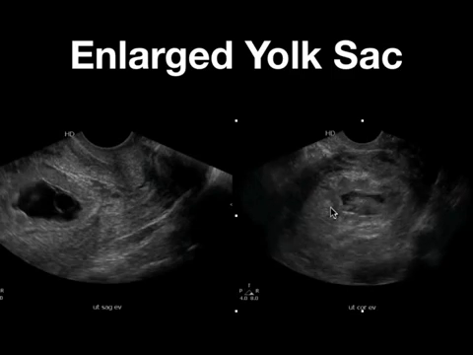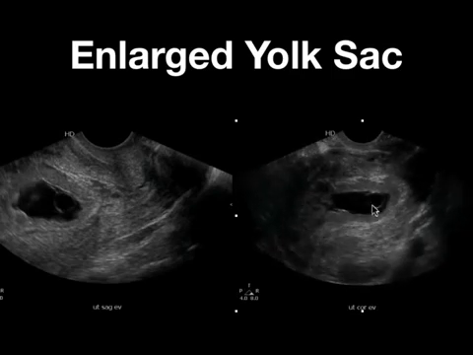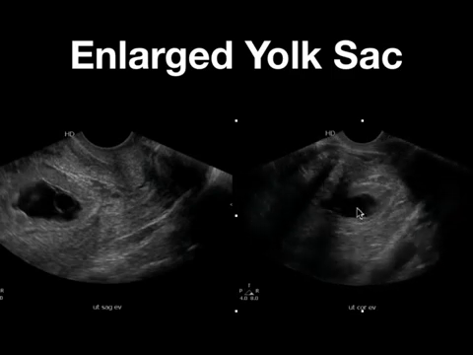And here we've got a transverse view. There's yolk sac, and you can see some of the amnion here. So this was a patient who had pregnancy failure. The fact that the yolk sac is enlarged would lead you towards the possibility that the patient had aneuploidy.